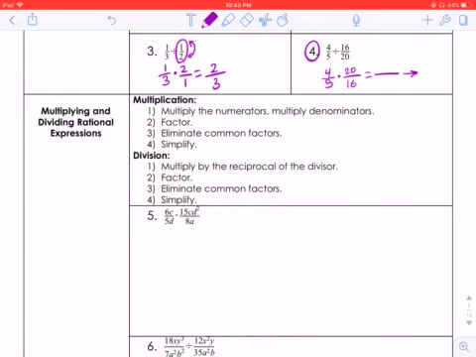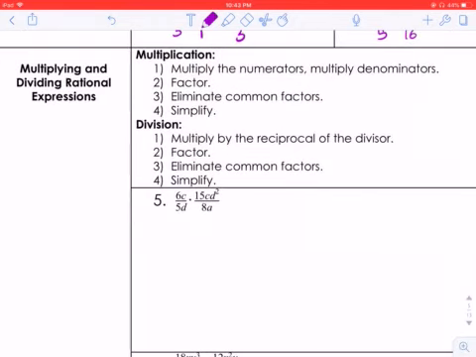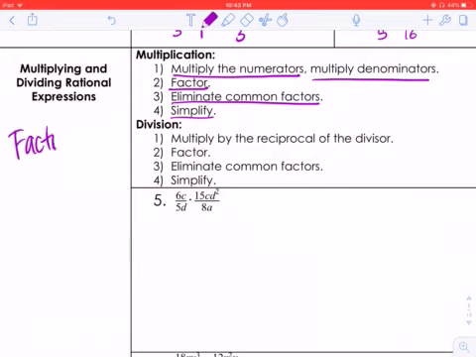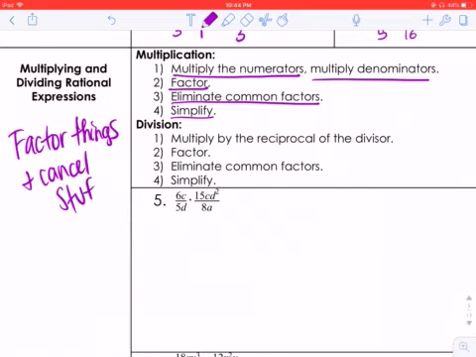All right. So for multiplying and dividing rational expressions, we're going to follow the same rules. We're going to multiply the numerators and multiply the denominators just like normal. So top and top, bottom and bottom. We're going to factor all the pieces, break it up into small little pieces. We're going to eliminate common factors. So we're going to take things on top and bottom and cancel them out, and then simplify. So don't forget that the name of the game is factor things and cancel stuff. That's our whole goal for this whole week.